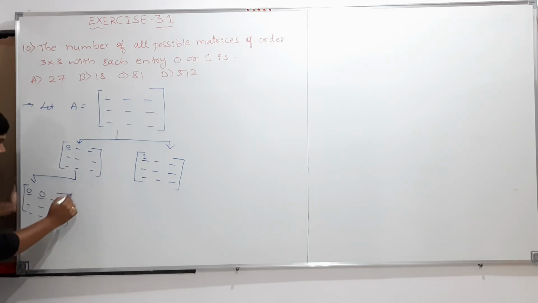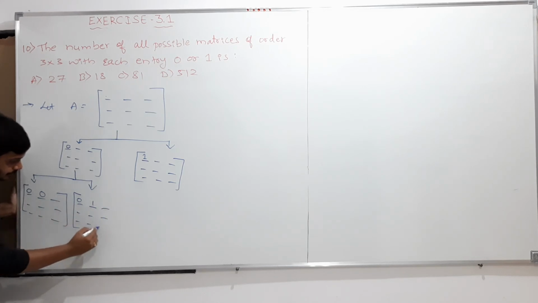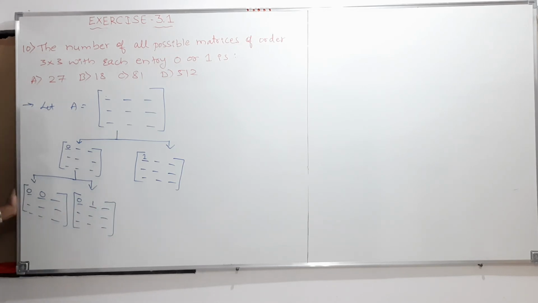Is it? And next, what is the next case? Here the first element I am writing as it is. The second element I took here is 0, and next I will take it as 1, and the remaining elements the same. So the matrix may be like this. I am writing the different matrices whose order is 3 cross 3 and whose entries must be 0 or 1.